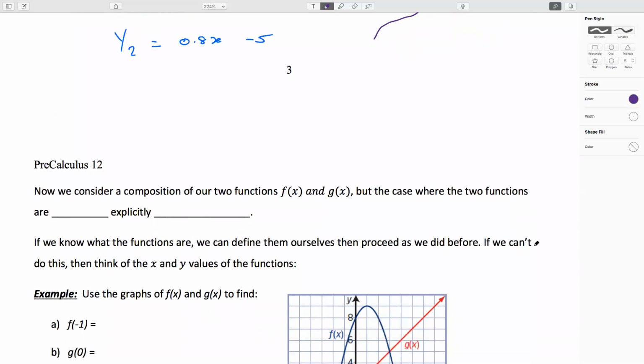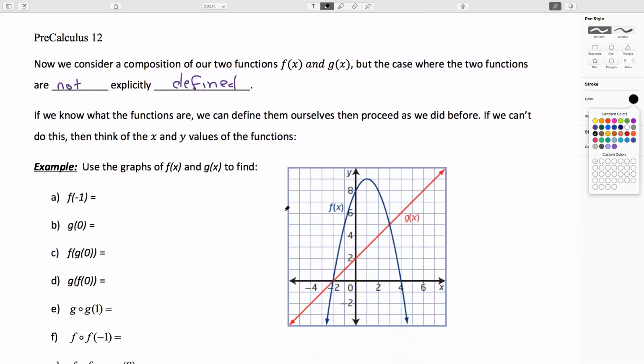Now we consider a composition of two functions, f of x and g of x, but in this case the two functions are not explicitly defined. So we don't know what the functions are. You'll be given either a graph or a table of values, and then you have to work backwards. This is where we use that trick that I talked about on the first page of finding the inner function and using it as an input for the outer function. And I'll show you what I mean.